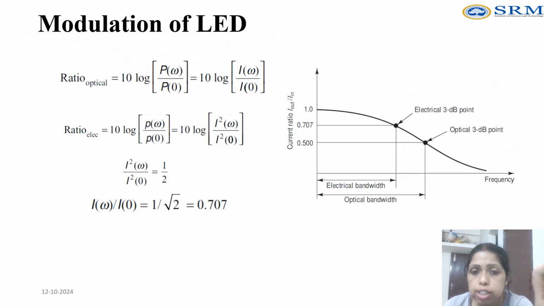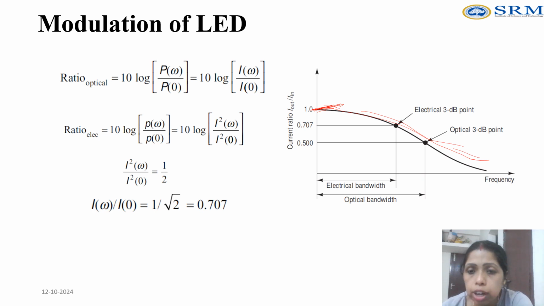Now here you can see the graph you have plotted. This is the maximum optical power, which you give as input power to the input side of the LED. The power will continuously decrease. As the speed is not fast, due to the response time, the power will decrease.